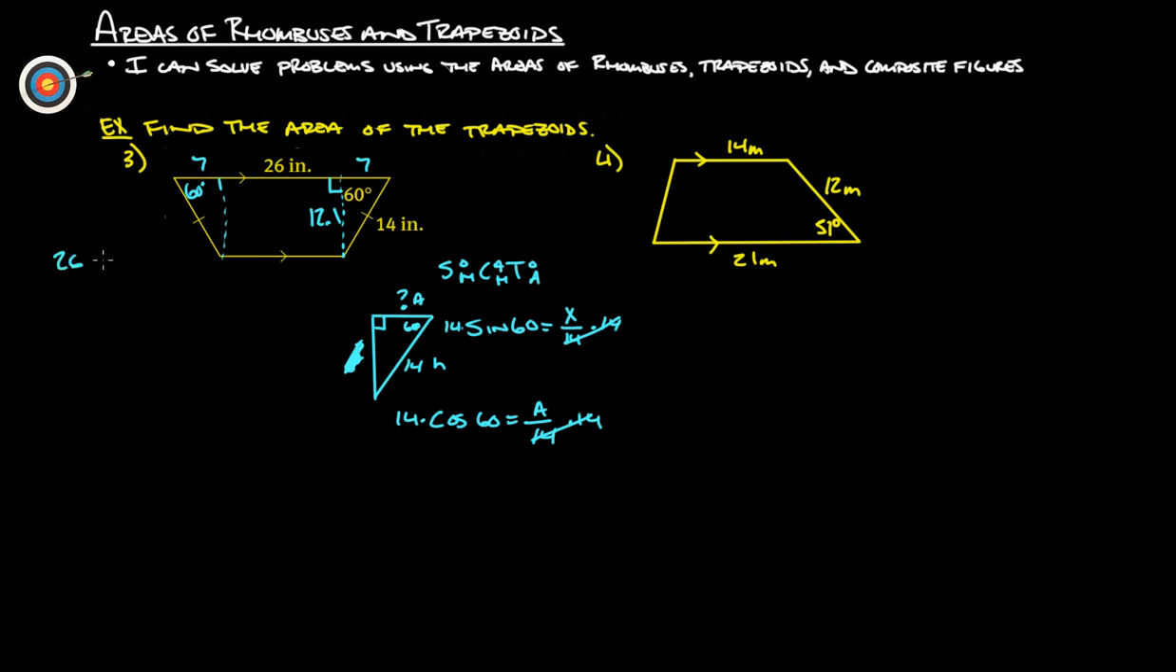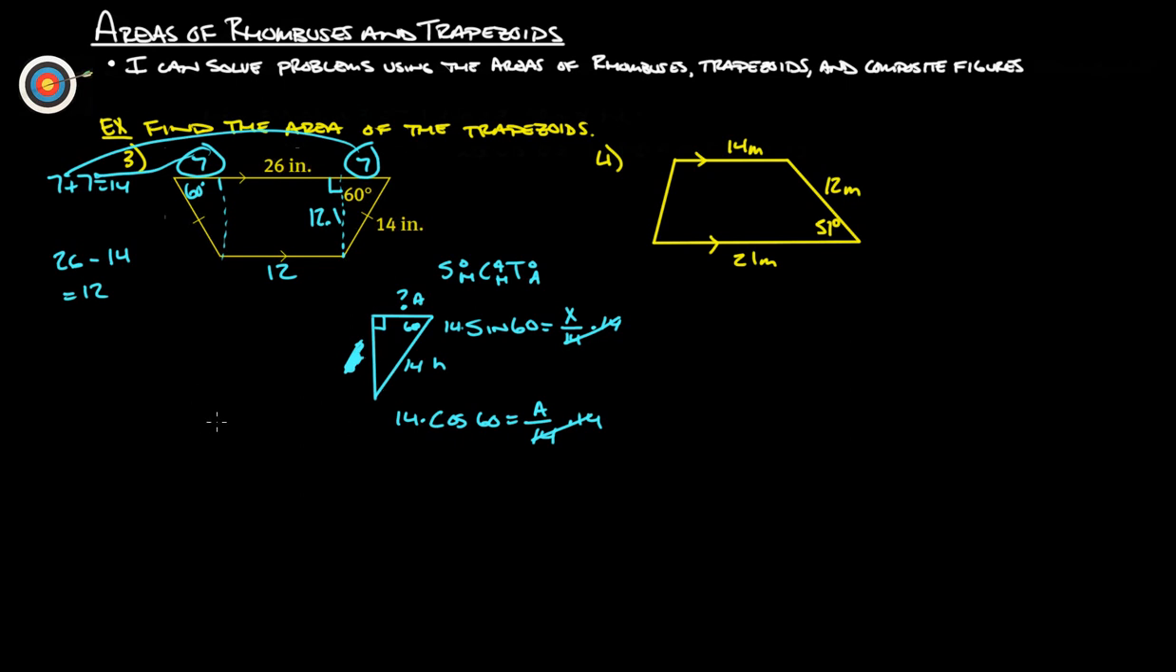So 7 plus 7 is 14. That's these two 7s here, right? There and there. So if we take 26 and minus the 14, that leaves us with 12. So this length right here is going to be 12.